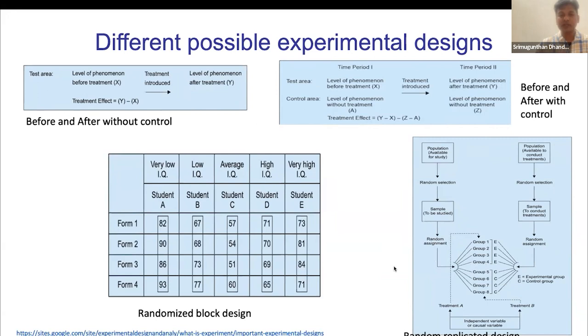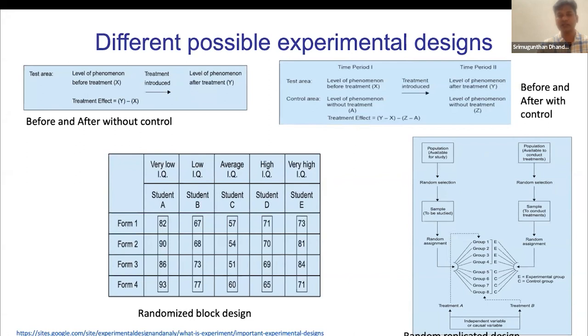So this is another way, and you can also do blocking. In the blocking design, you want to see multiple treatments, say multiple question forms. You want to see how students are performing, and you create a block design where all the low IQ students will be in one block, and you split them into different blocks based on their IQ, and you can construct a design like that. So there are these different designs, from simple to complicated, and each of them has its own advantages and disadvantages.